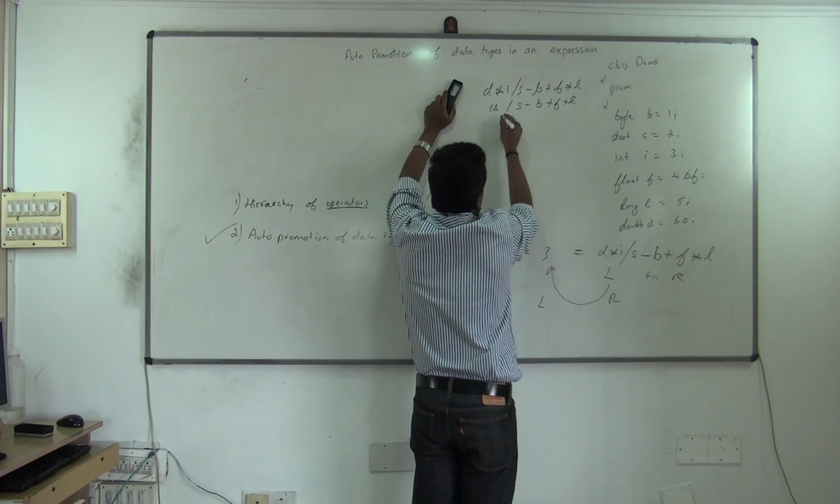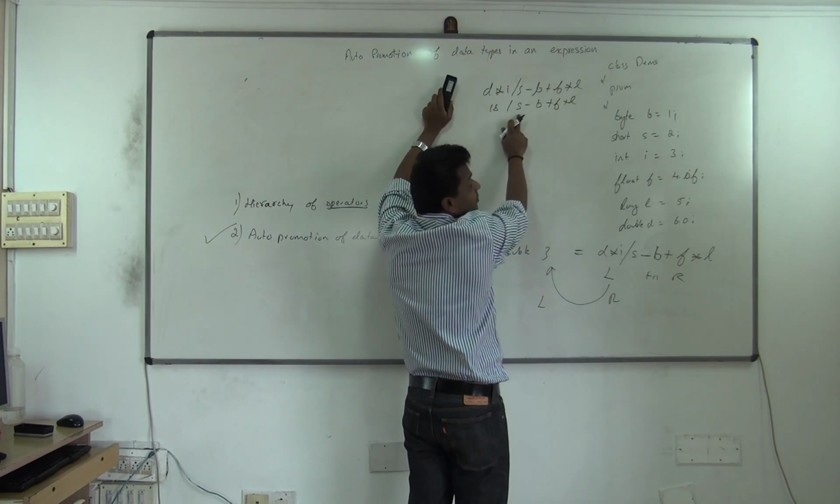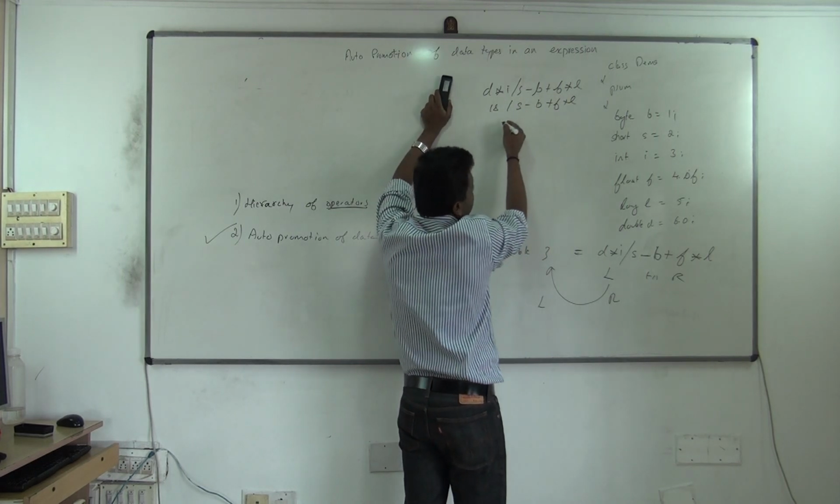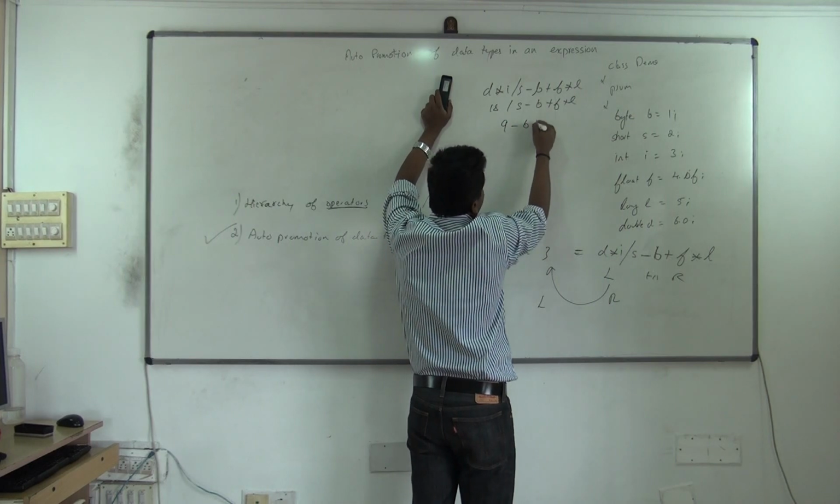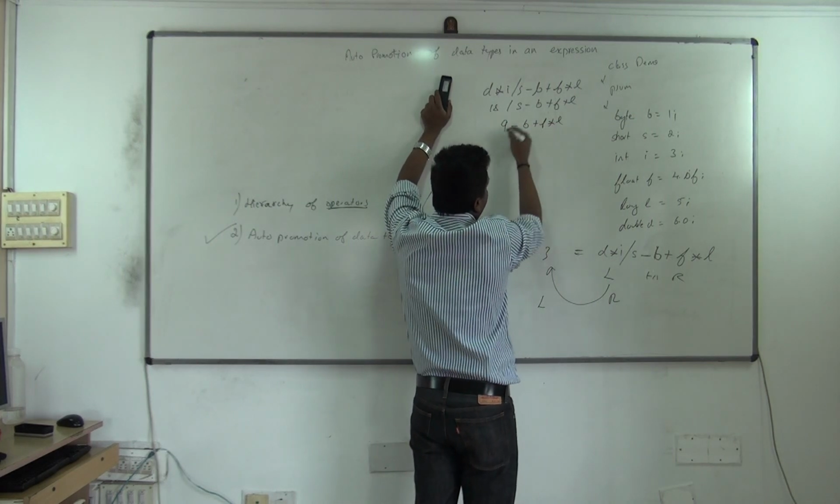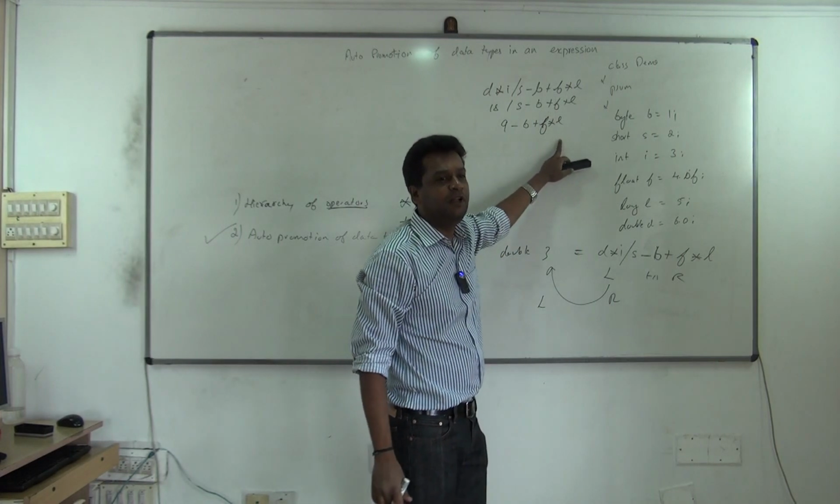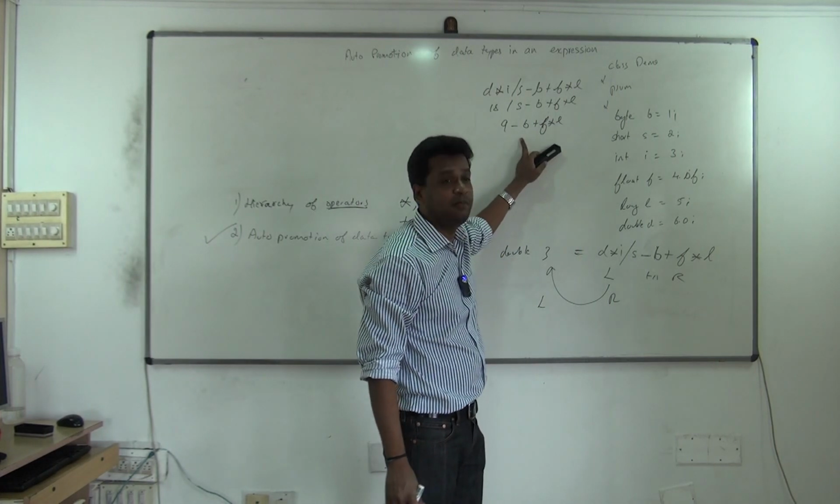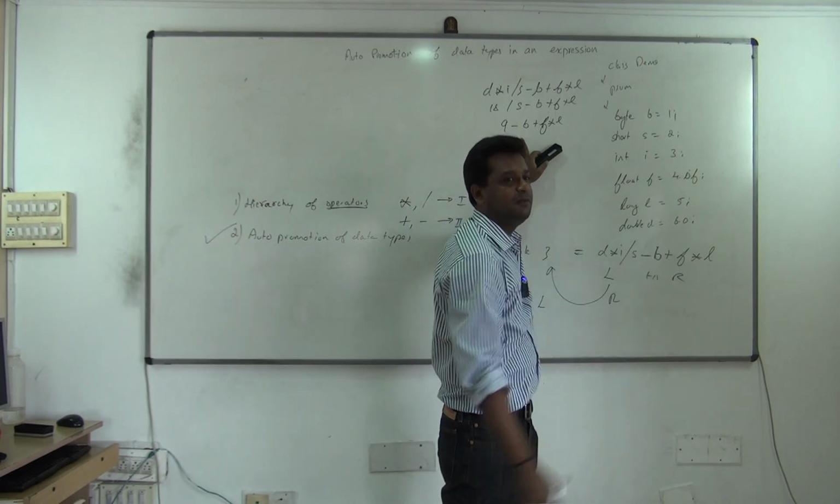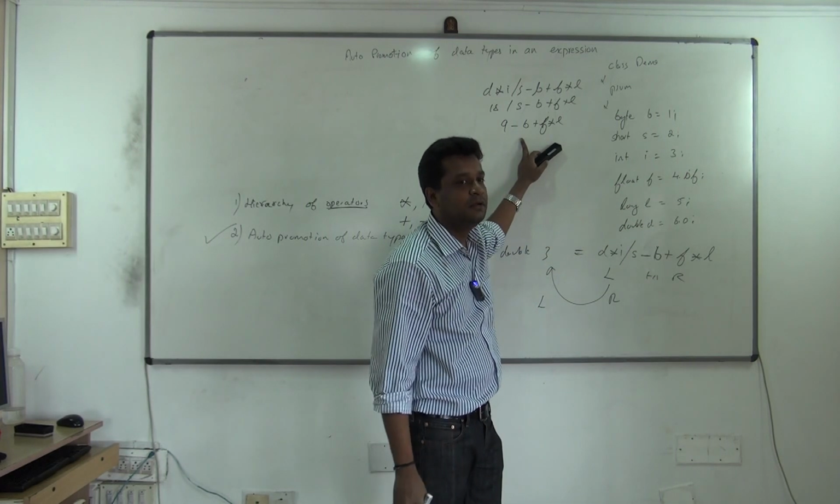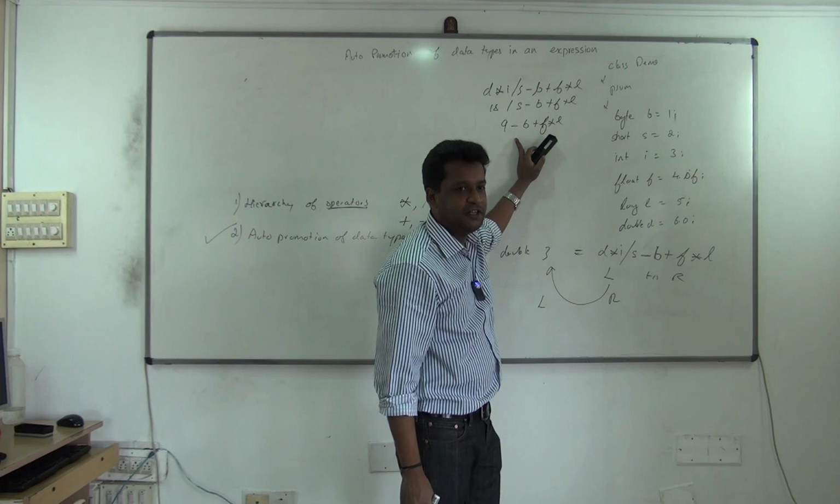In the next evaluation what happens? 18 by s will happen. But short is getting promoted to double. So the result would be 9 minus b plus f into L. Now in this expression, f into L will get multiplied. Subtraction and addition will not happen. First all the division and multiplication will be completed. Then it will come to addition and subtraction.